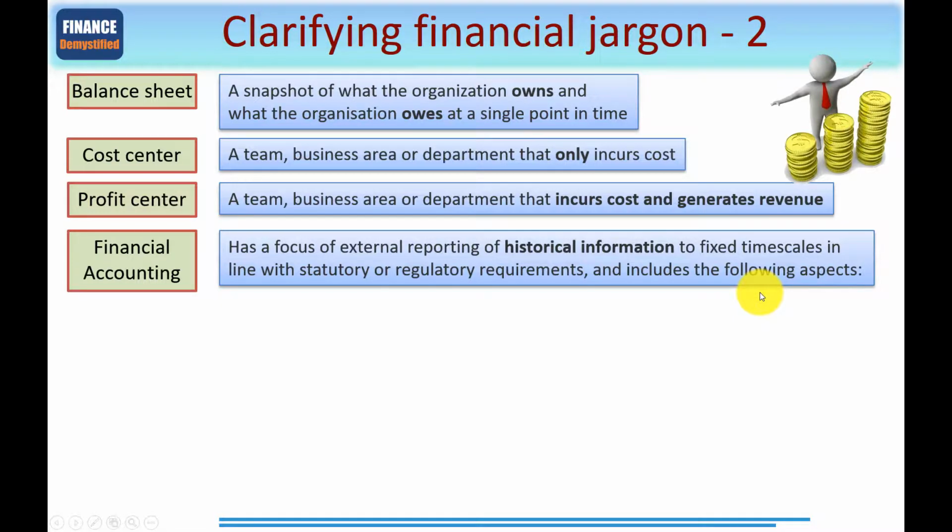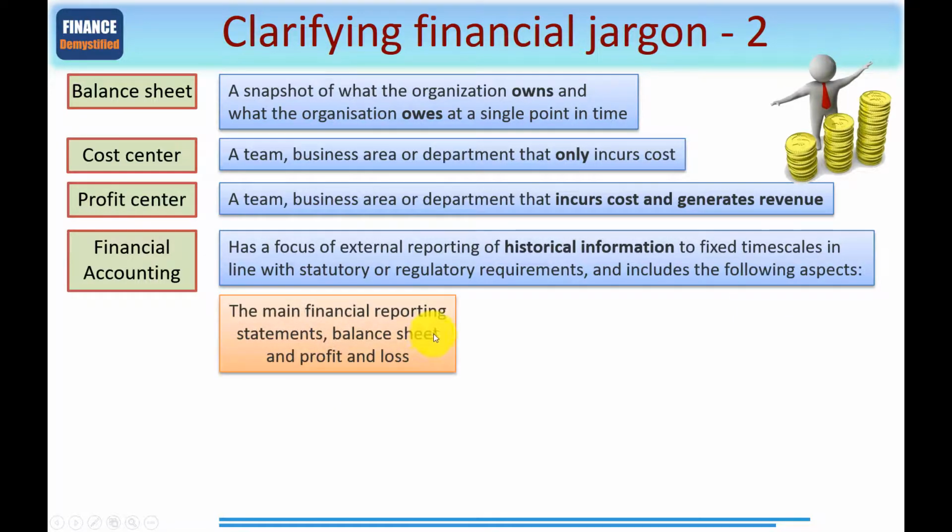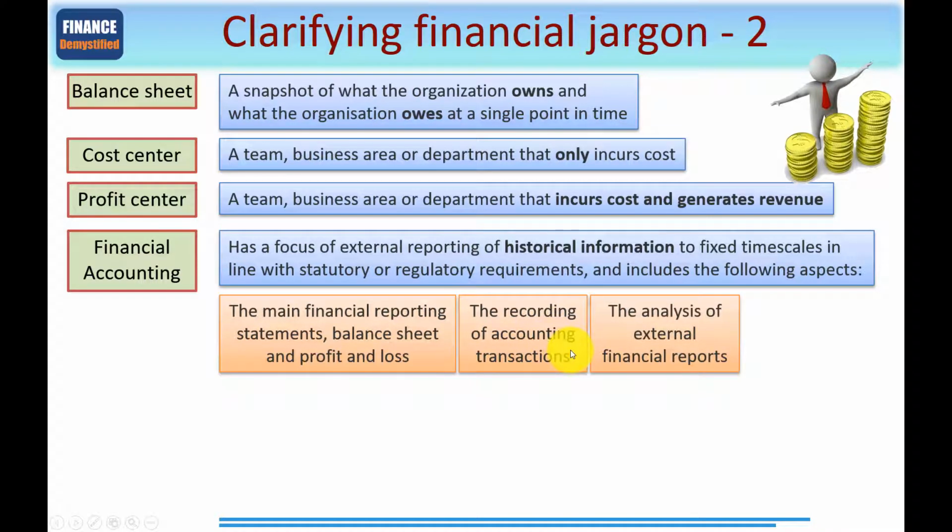Let's just check 4 of these out. It contains the main financial reporting statements, including the balance sheet and profit and loss. And I'll be going through all of these in detail over the coming modules. It includes the recording of accounting transactions and the analysis of external financial reports, and also the differences between profits and cash. All sounds fairly straightforward, doesn't it? There's a lot of detail to cover here, but that is broadly what we mean by financial accounting.